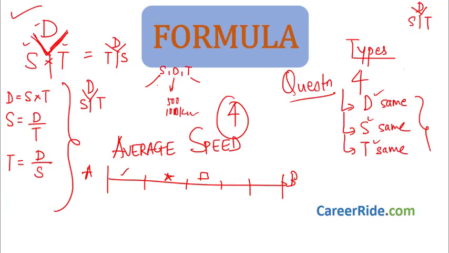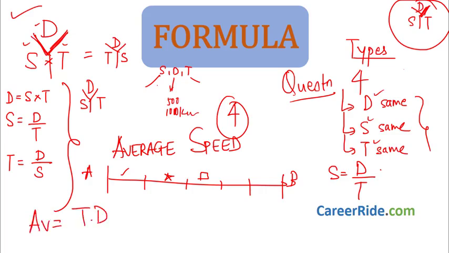You don't have to do anything special over here. We know the formula for speed. What is the formula for speed? Speed is nothing but distance upon time. This is our D S T. So speed is nothing but distance upon time. So what is then average speed? Average speed is nothing but total distance upon total time, right?